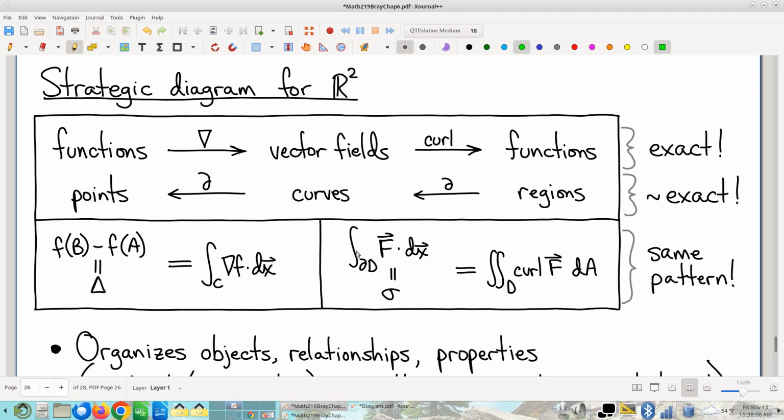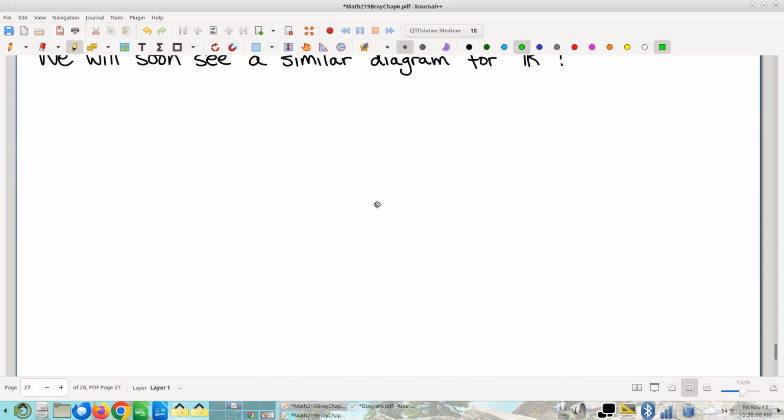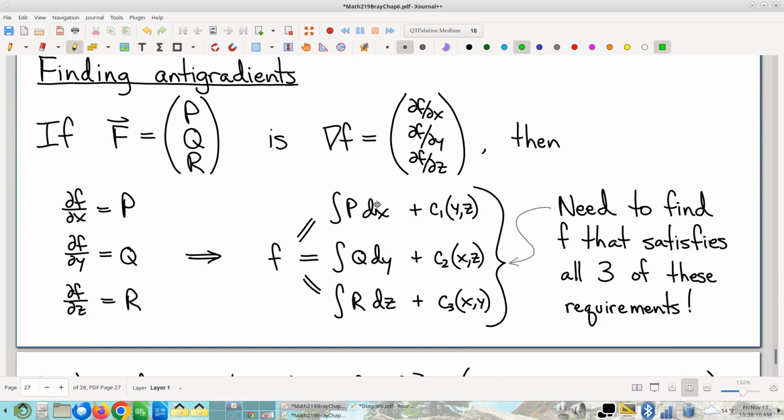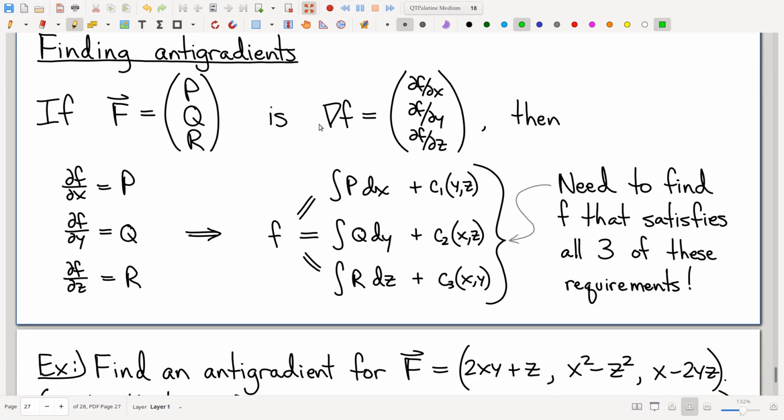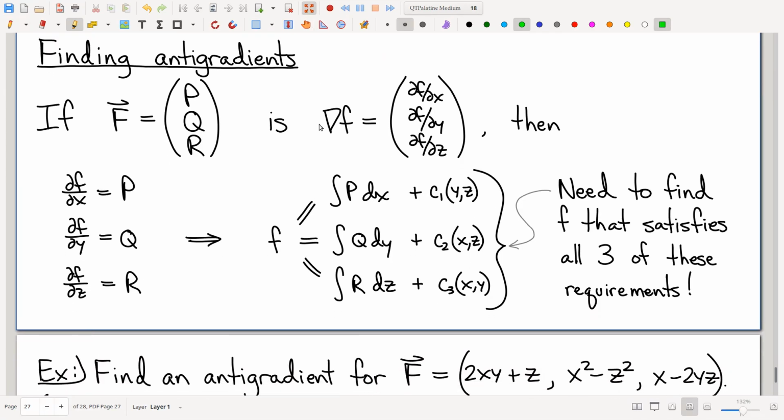So we're done with all this. Okay, so let's talk about how to find antigradients. This is something that in the recordings that y'all watched, thanks for y'all's patience on that, we talked about what you can do with an antigradient, right? This is one of the big necessary steps in using the fundamental theorem of line integrals.